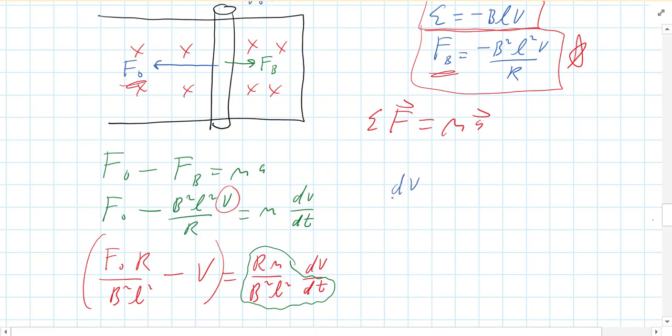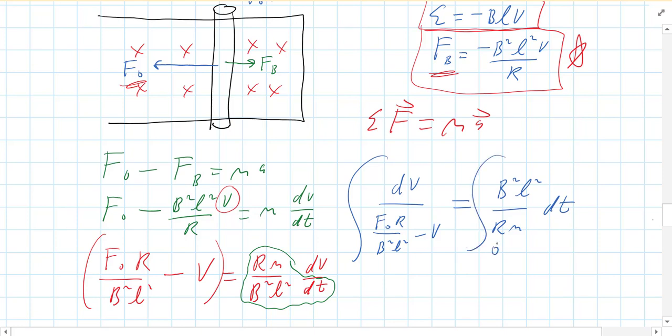You get dV over (F naught R over B squared L squared minus V) equals, and then over there you get B squared L squared over Rm dt.